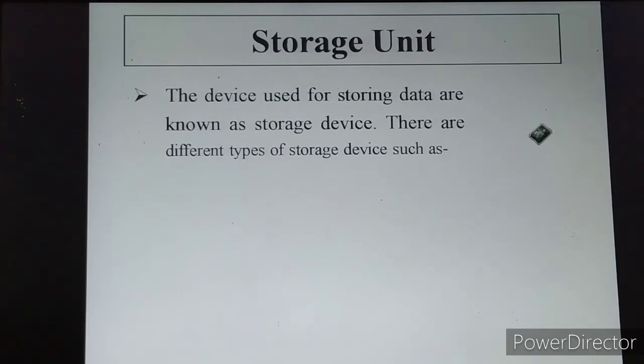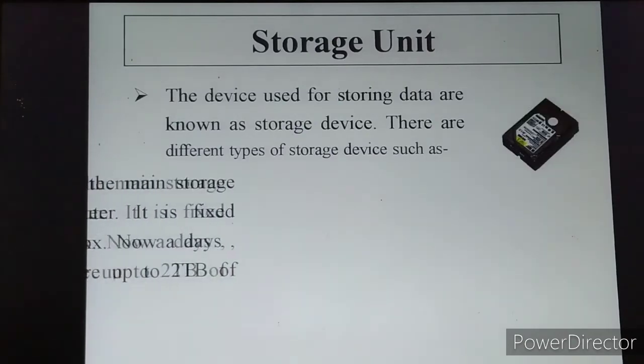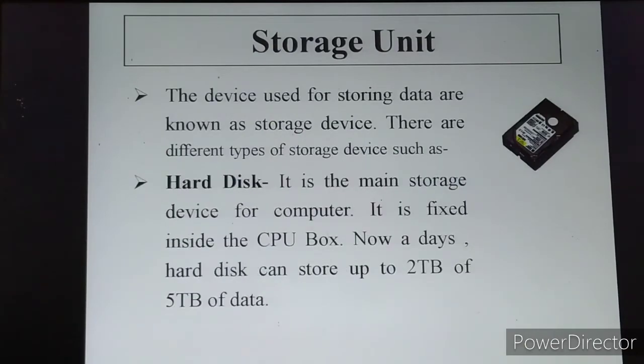For example, hard disk. Hard disk is the main storage device of a computer. It is present inside the CPU box. It can store a large amount of data. All the work done on a computer can be stored on a hard disk. Nowadays, hard disks can store up to 2 TB to 5 TB of data. TB, full form of TB is terabyte, right?